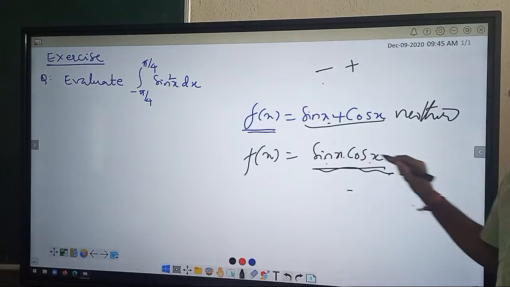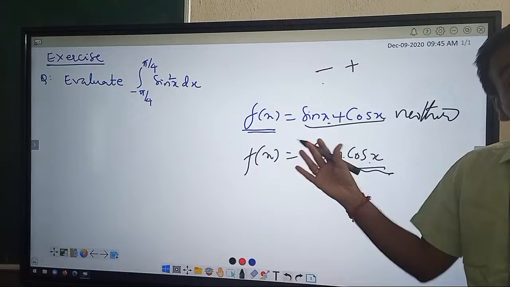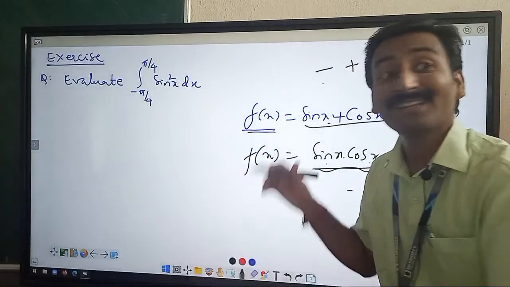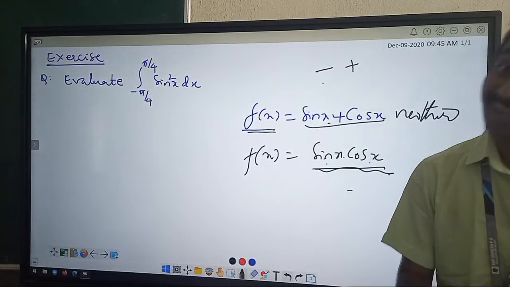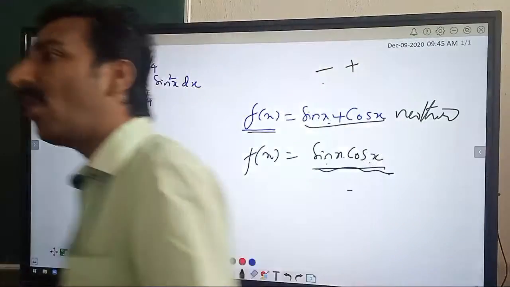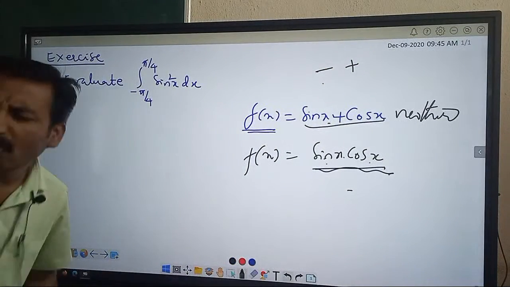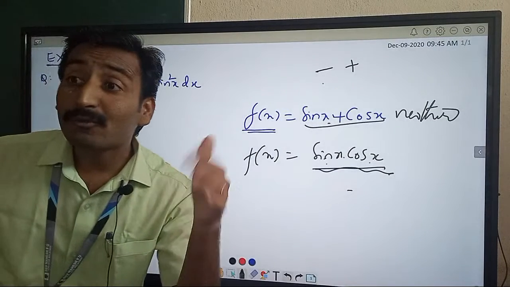Suppose sin x into sin x is there. Both are odd functions. When I do the product of both odd functions, sin x into sin x, minus into minus is plus. So what happened? Even. So the product of two odd functions you will get even. Product of odd number of odd functions is odd.